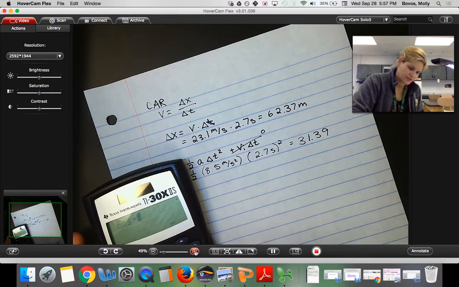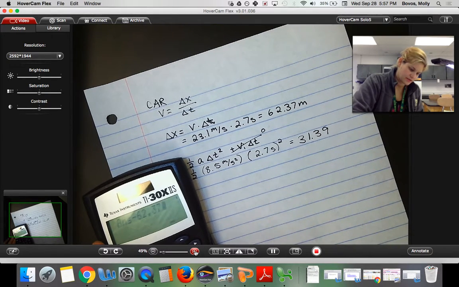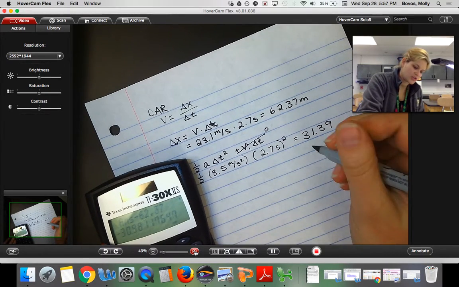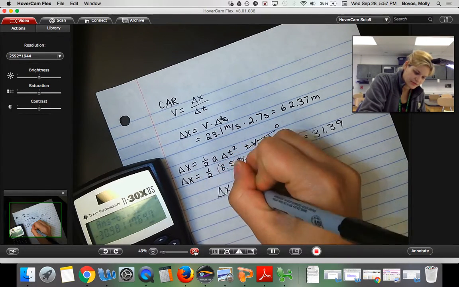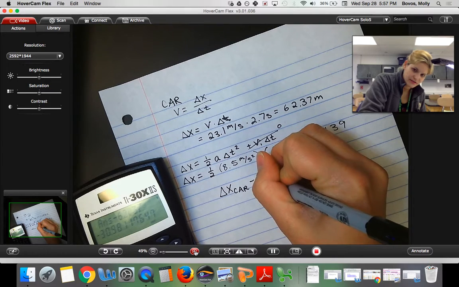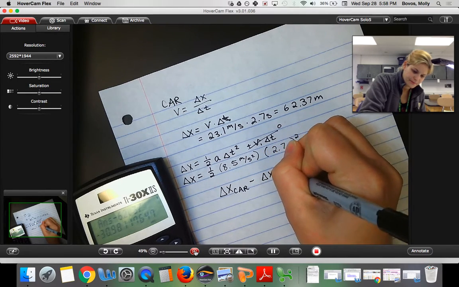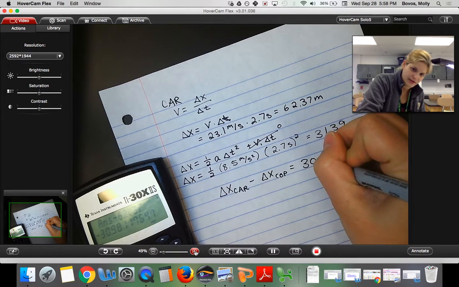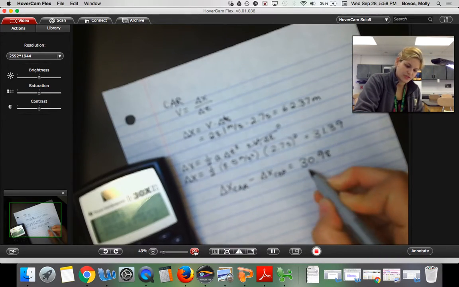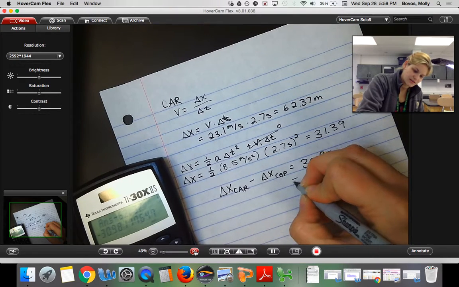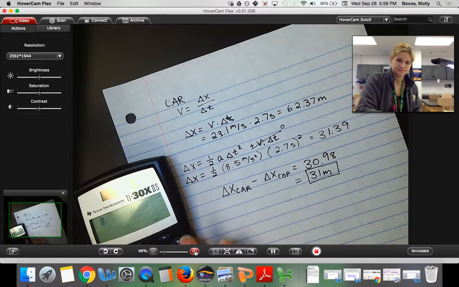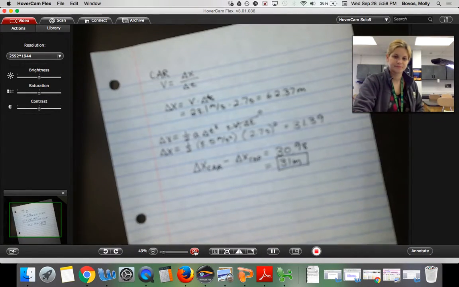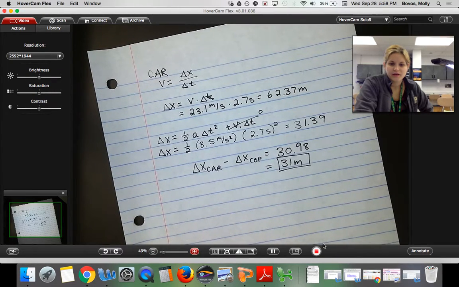All right. So now I need to subtract this number from this number. So, if I just do subtract 62.37, then I get a negative number, but I know that that's positive. So my change in position then, or the distance between them, so delta x of the car minus delta x of the cop is going to give me that 30.98, which, rounding off to 2 sig figs, is going to be 31 meters. Yay! Good, good. And that's it.